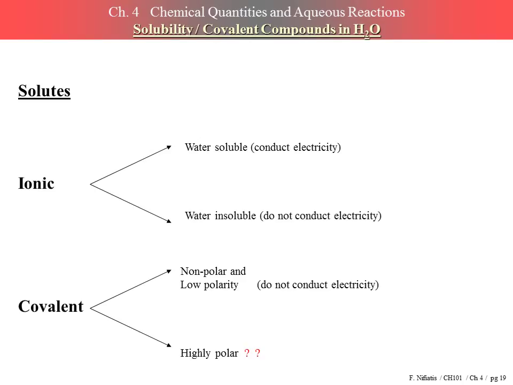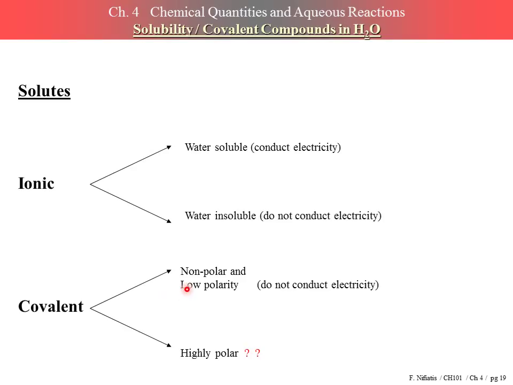Okay, let's summarize. Your solute may be ionic or covalent. If it's ionic, two cases. It may be water soluble or water insoluble. If it's water soluble, it's going to conduct electricity because you're going to have a lot of ions. If it's insoluble, it's not going to conduct electricity because you're not going to have any ions.